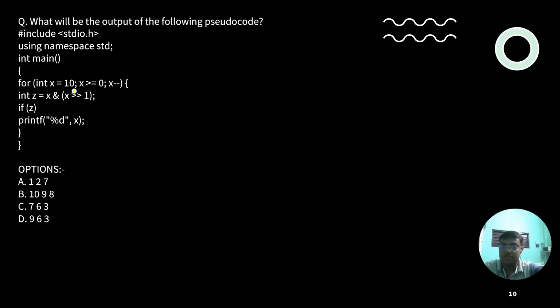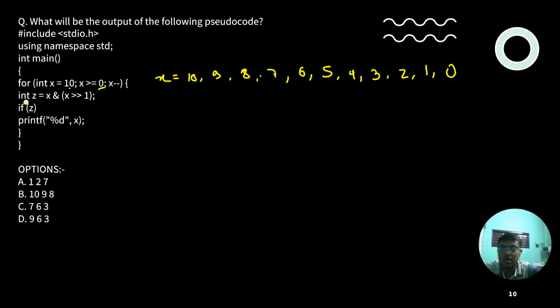Okay, so X is running from 10 to 0. So X would have values 10, 9, 8, 7, 6, 5, 4, then 3, 2, 1, and 0. Now we check for Z.